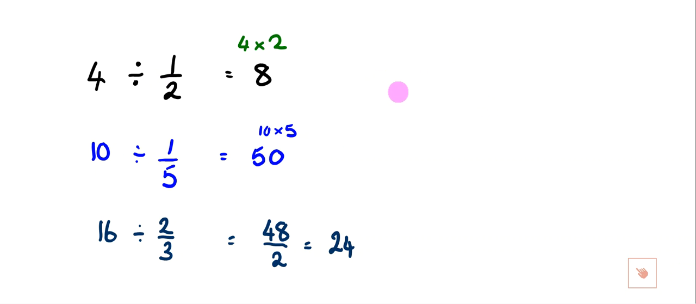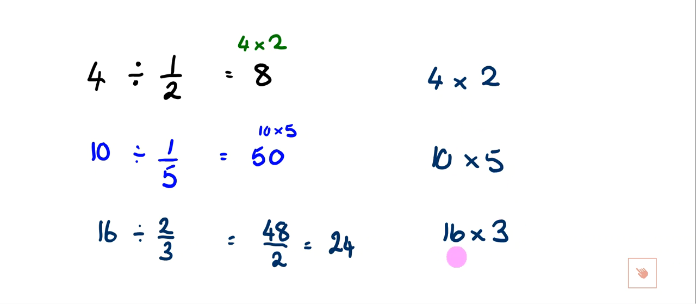Okay, now let's have a quick look at what we've just done, which is this one, look. So we're coming up with a pattern. What we did was said, we did 4 times 2 here, and we did 10 times 5 here. And this one, we did 16 times 3, but then divided it by 2. So, just so I've got my highlighters out here, this one, think about that.